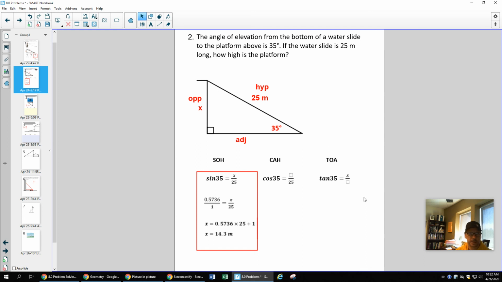All right, there is a second example of problem solving. It's time for you to try some on your own. Good luck to you.